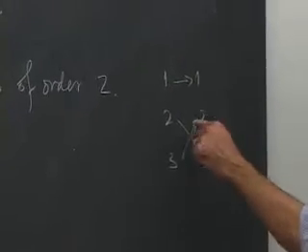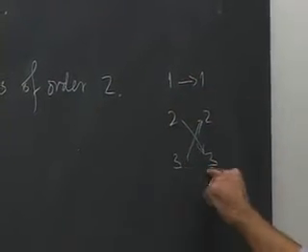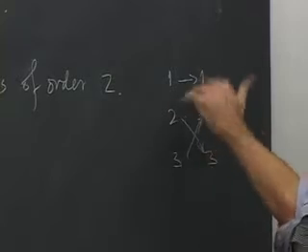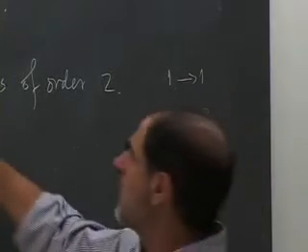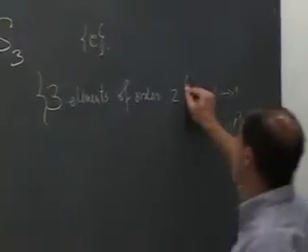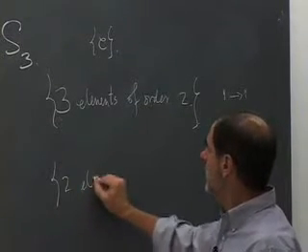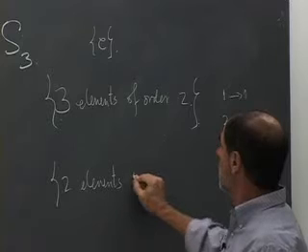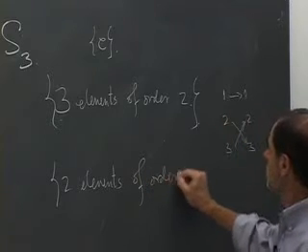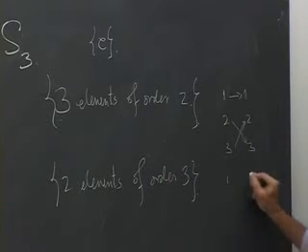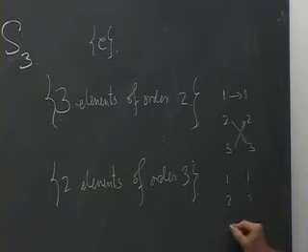Or the things fixing 2 and switching 1 and 3. Or the things fixing 3 and switching 1 and 2. So there are 3 elements of order 2. They form a conjugacy class. And then there are 2 elements of order 3. Those things look like this. Those are the things that cycle around.